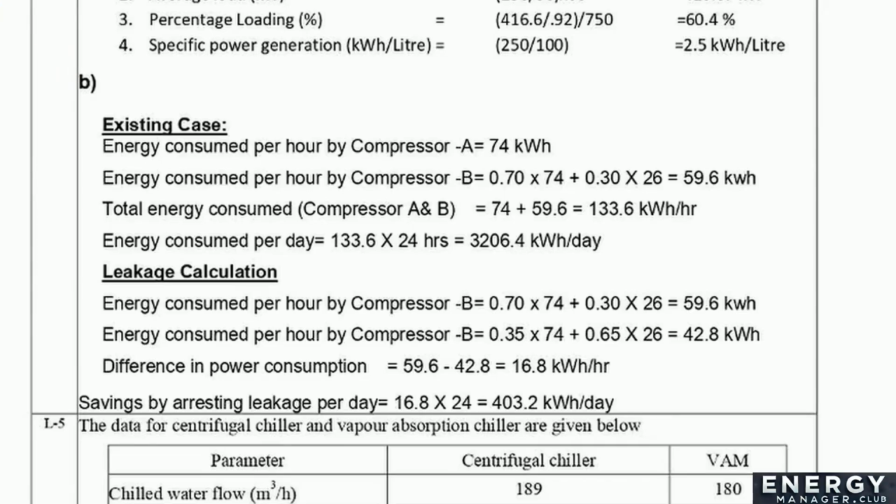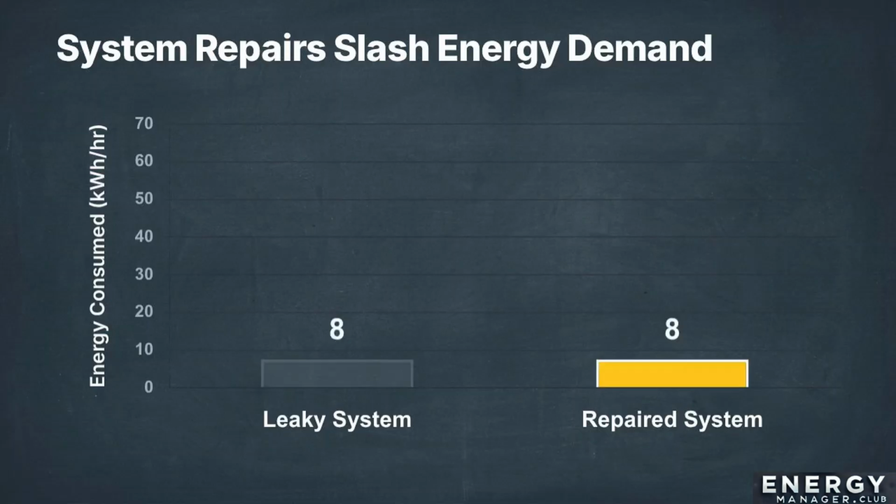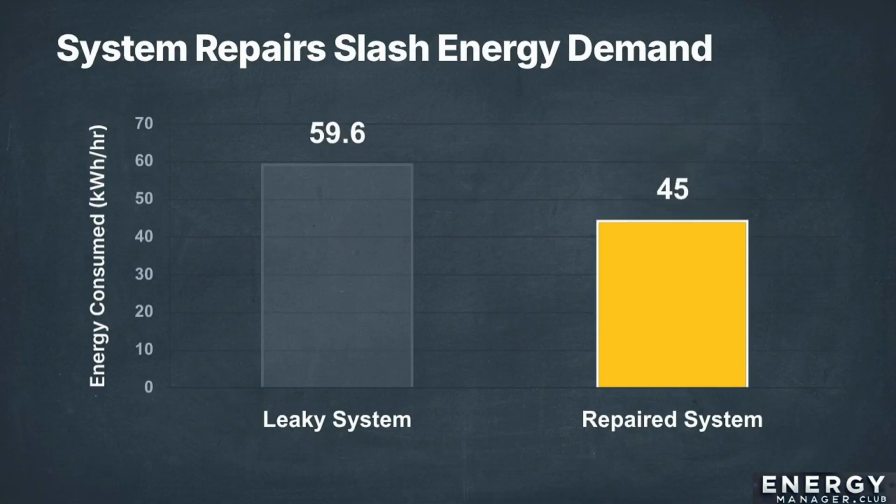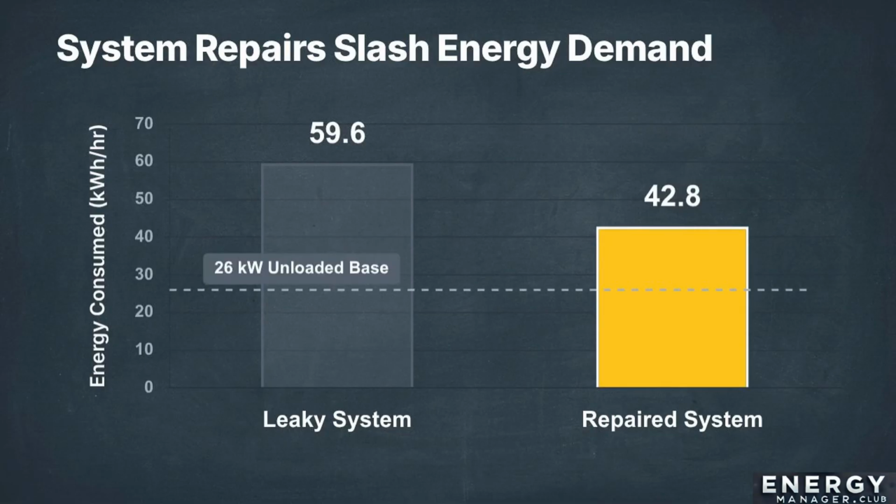This calculation block breaks down the hourly energy consumption based on loaded versus unloaded hours. Look at the math when we fix those system leaks. By dropping the load requirement from 70% down to 35%, the energy consumed per hour drops from 59.6 kilowatt hours to 42.8. The compressor still draws 26 kilowatts of power even when it's unloaded, but by minimizing those expensive, fully loaded hours, we secure the actual financial payback, saving over 400 kilowatt hours a day.